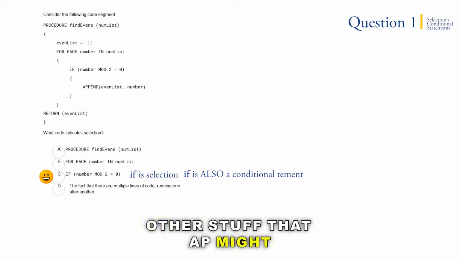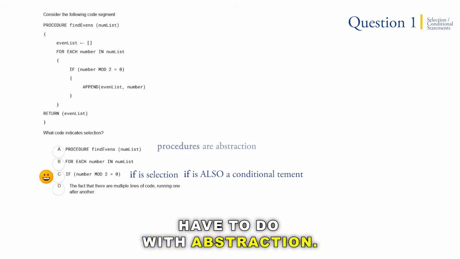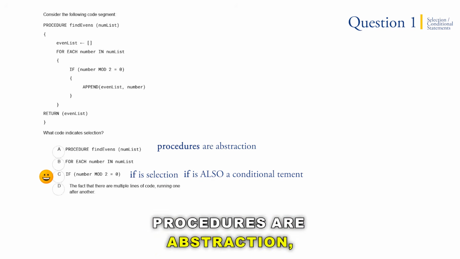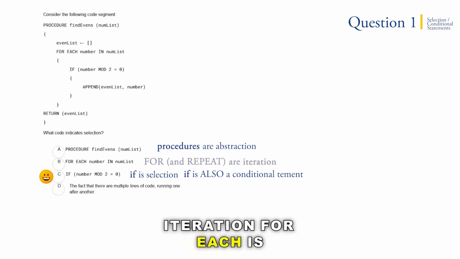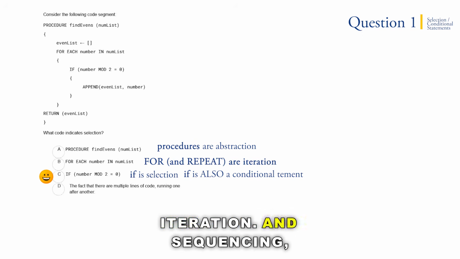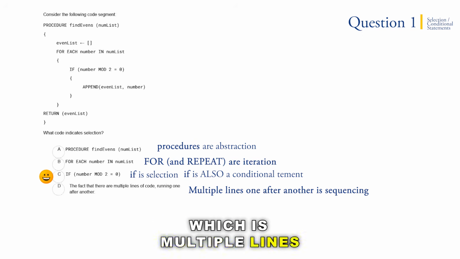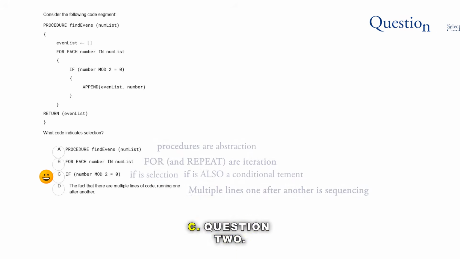Other stuff that AP might ask you about have to do with abstraction. Procedures are abstraction. Iteration, for eaches are iteration. And sequencing, which is multiple lines of code. So the answer here is C.